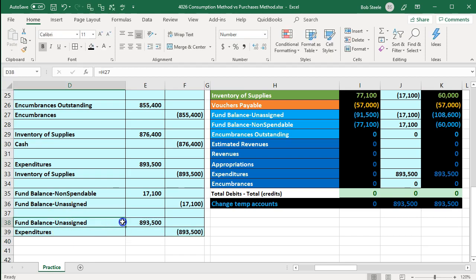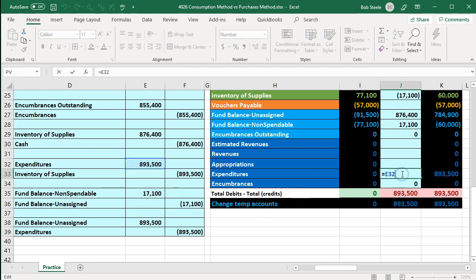So here's the fund balance unassigned. Here it is up top. We're going to be in J27. Double click on it. Go to the end of it, plus, pointing to the 893.5 and enter. And then we're going to close this out in J33. Double click on it. Go to the end of it, plus, and point to the 893,500 and enter.